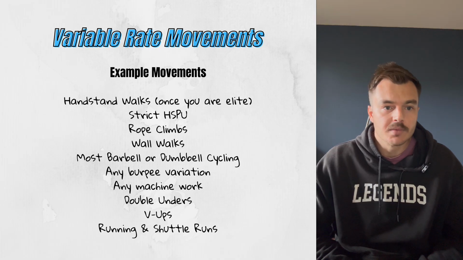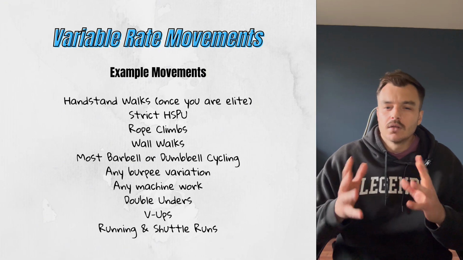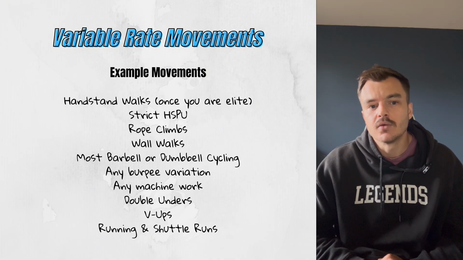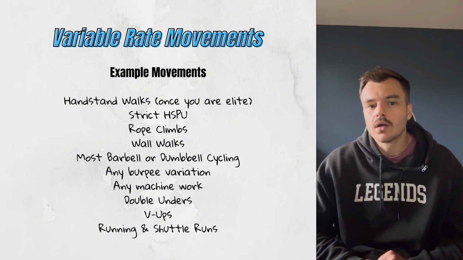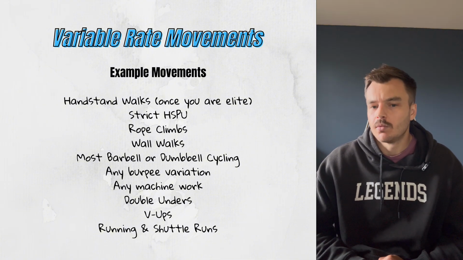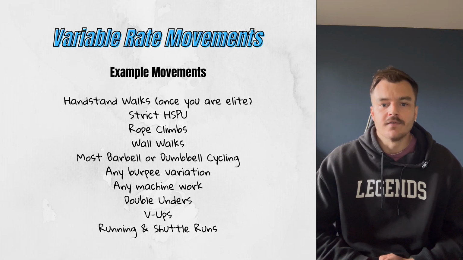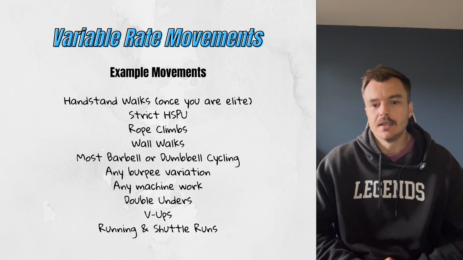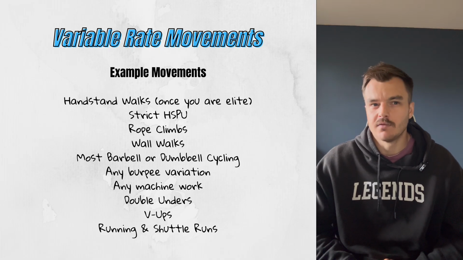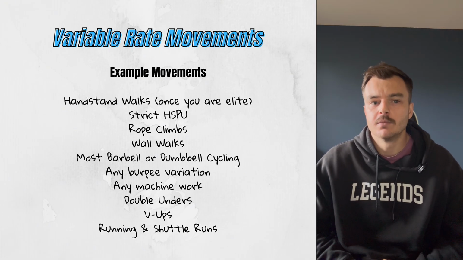We already talked about burpees. Double unders are a little bit of a caveat. They kind of fit in there with the handstand walk. When you are newer to doing double unders, most people only have one speed and one gear. As your fitness improves and as you become more efficient in the movement, you can speed them up and slow them down. So that's why I have them here on the variable rate movements.